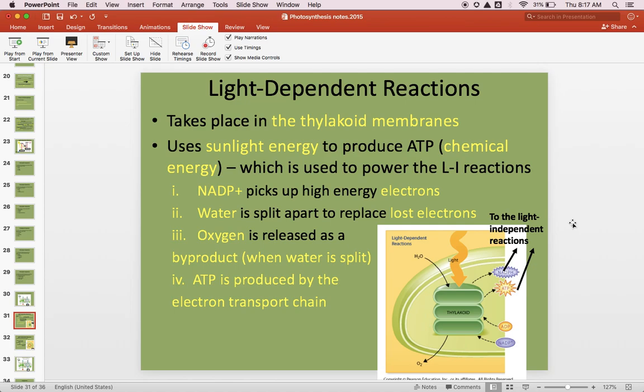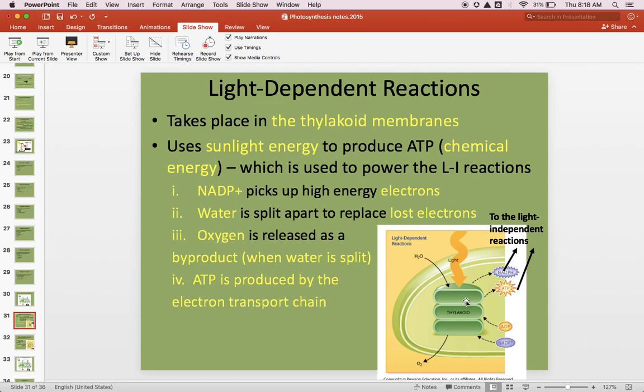Okay, here are the light-dependent reactions again in a little bit more detail. Light-dependent reactions take place in the thylakoid membranes. That's because that's where chlorophyll is located for energy absorption from the sun. The light-dependent reactions are going to use sunlight energy to produce ATP, which is also chemical energy, and NADPH, and ATP will be used to power the light-independent reactions along with NADPH.